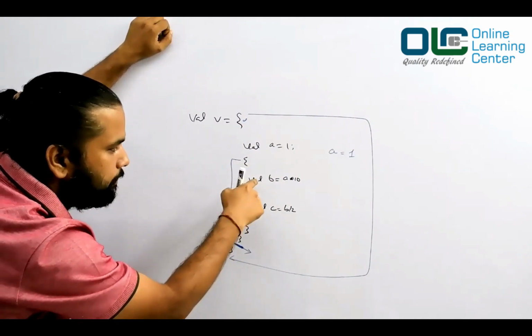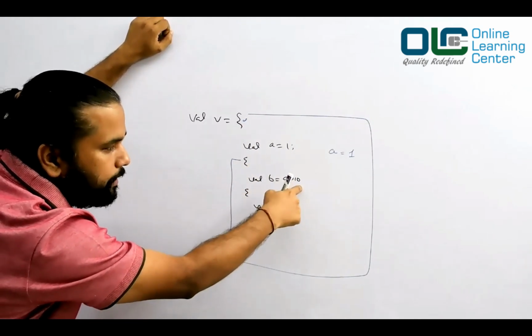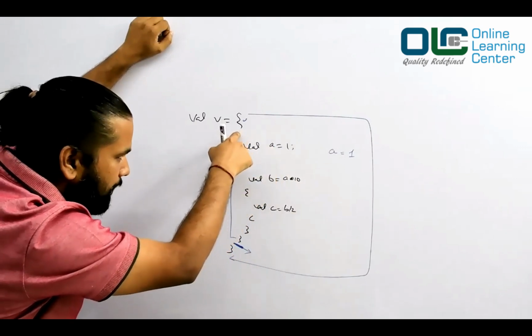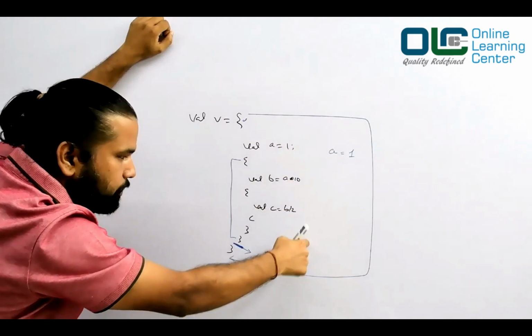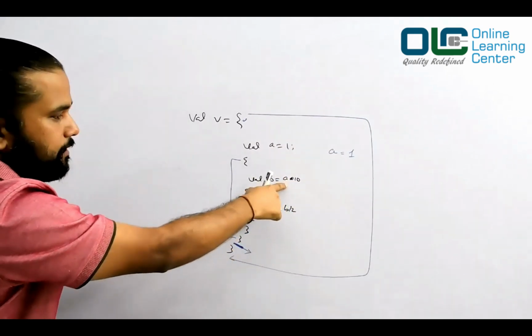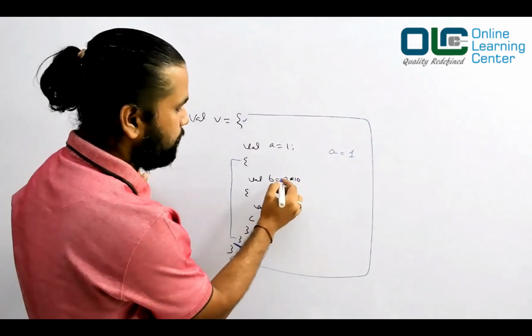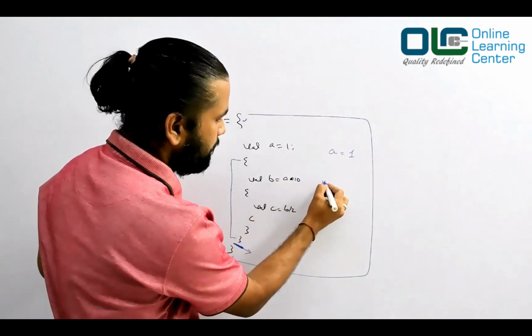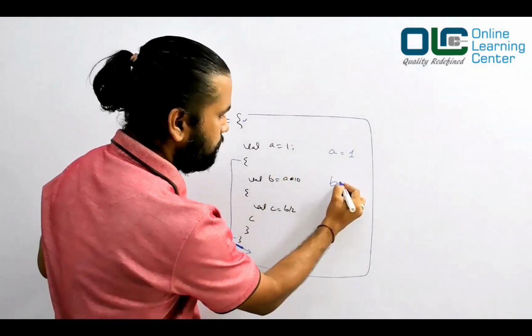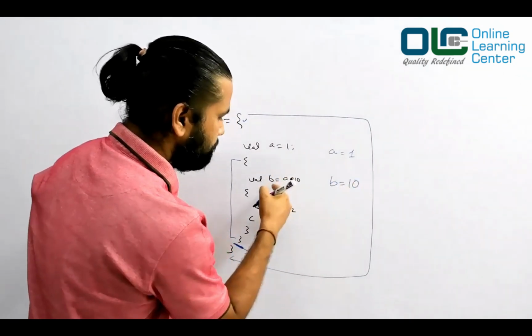Now I'm saying, well, b is equal to a into 10. See here, this a is defined here, which means it will be available throughout this block, and hence you will be able to use it here as well. So b is equal to a into 10. 1 into 10 would become 10, so b would be 10 here.